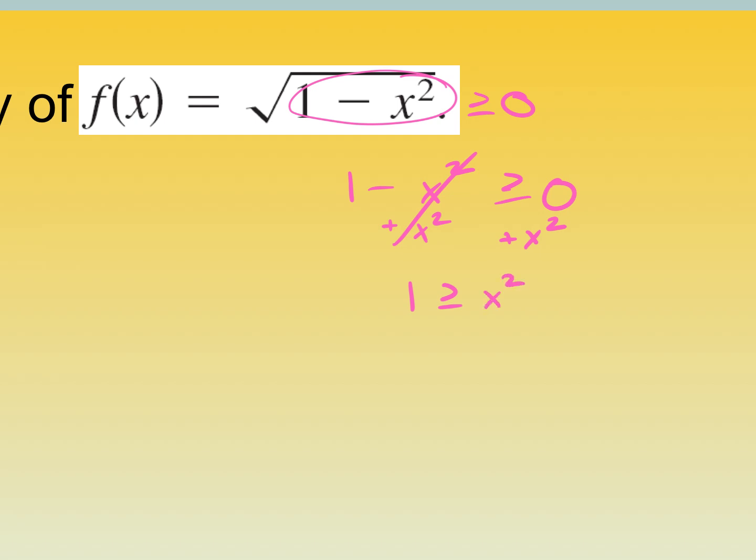What would we do next? Square root both sides. So here's where we kind of get into a little pickle. We have two values, right? Because what's the square root of 1? Plus or minus 1. So I'm going to say x equals plus or minus 1.